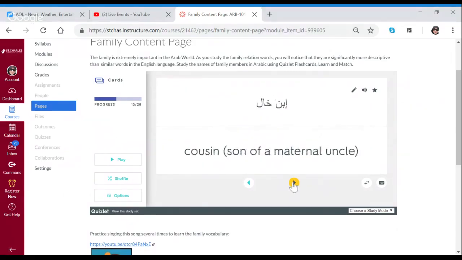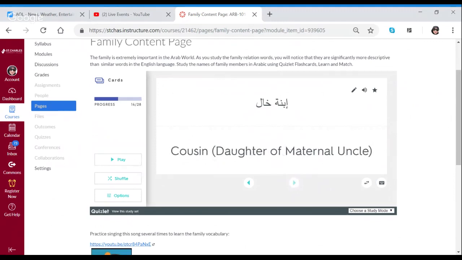Next, Ibn Khal. Say it again. Ibn Khal. Good. Ibn Khal is the son of a maternal uncle. In English, we would still say cousin, but this is the son of a maternal uncle.